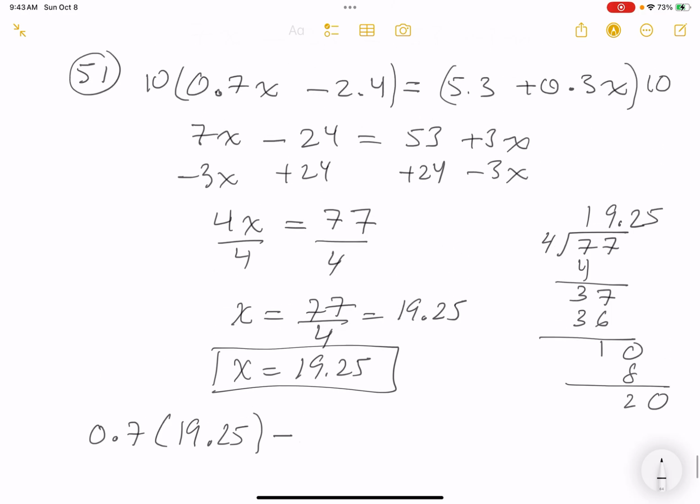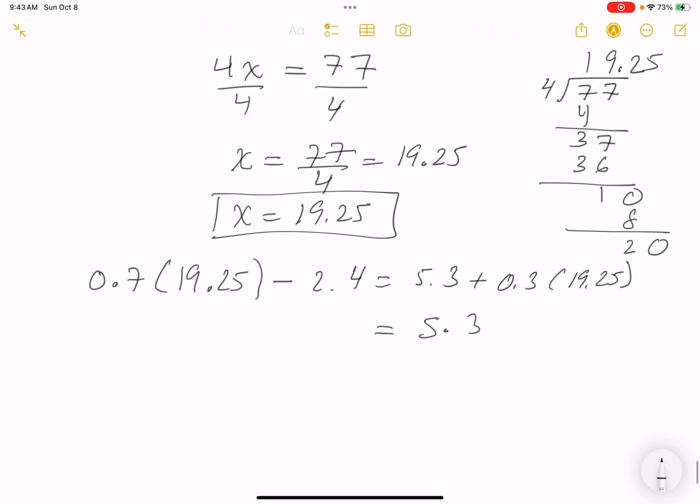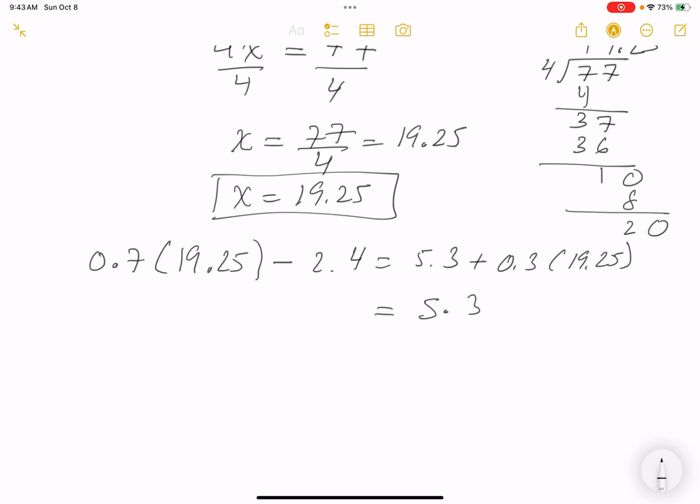and it's 2.4 equals 5.3 plus 0.3 times 19.25. All right. Now, granted, I do know it's difficult, and I realize sometimes I just need to use a calculator, and I'm not opposed to it. Use the calculator. All right. I'm going to try to do this in a peaceful way, though. I'm going to do the right side first, 5.3. And then I'm going to use 0.3 times 19.25. Let me write that down for you.